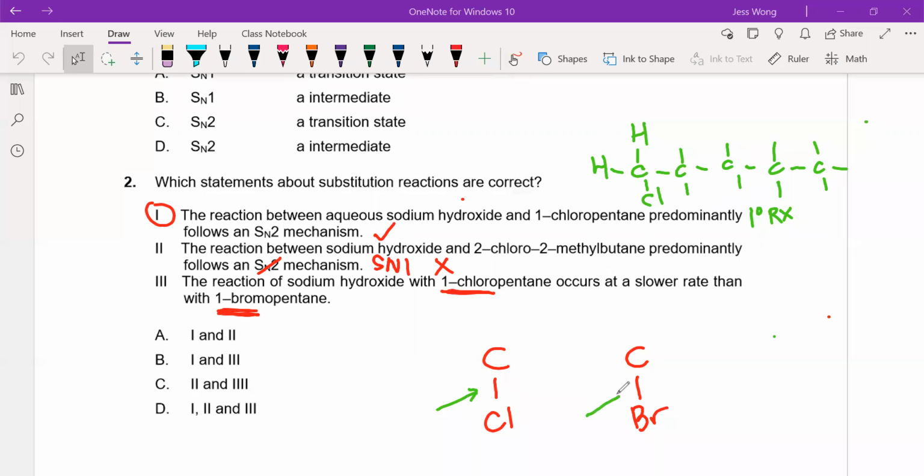Whichever has a weaker bond energy will mean that the activation energy for the reaction may be lower, and therefore a faster rate of reaction. Since C-Cl has a greater bond energy, the activation energy will likely be higher, and therefore the rate of reaction will likely be slower. So it will be 1 and 3. The answer will be B.